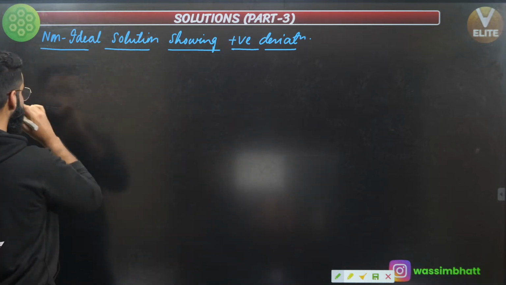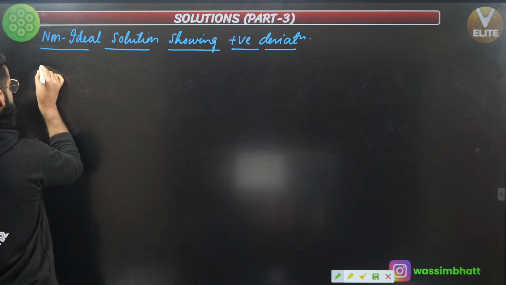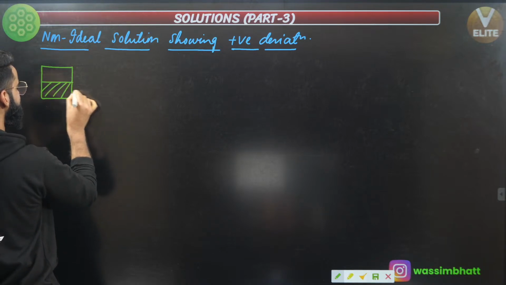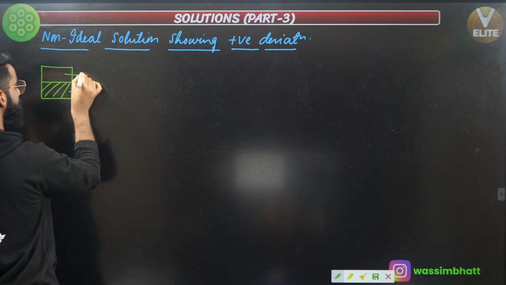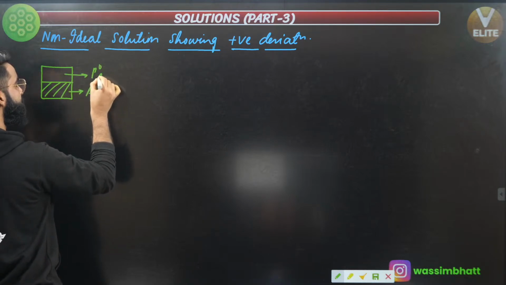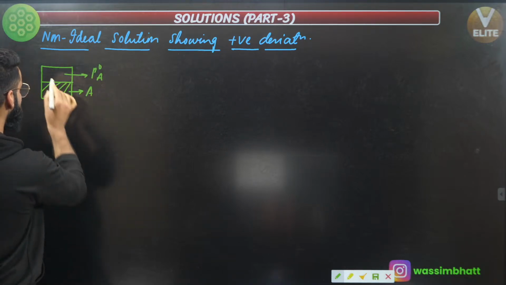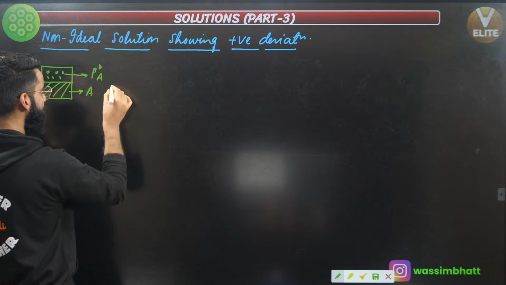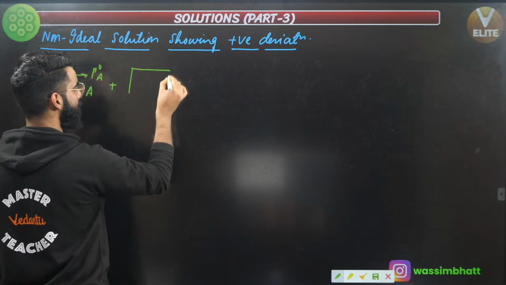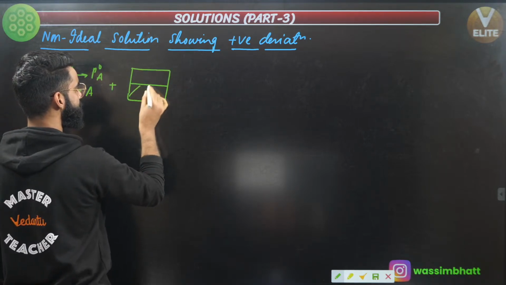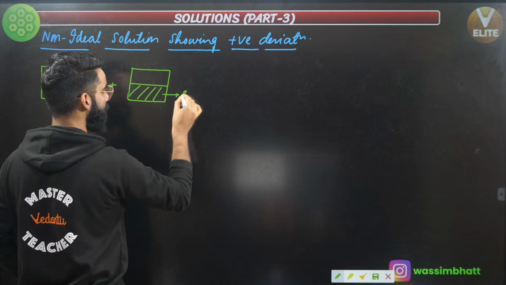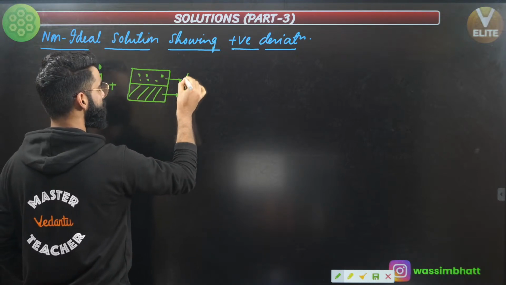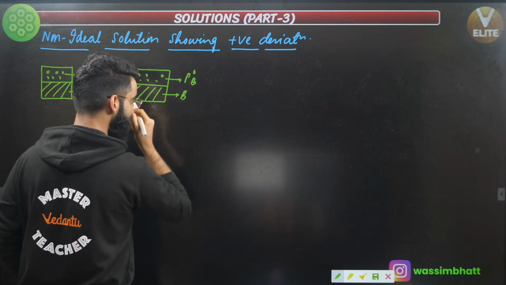The first thing, understand. This is, for example, a container which I have. In this container, I have only volatile liquid A. So the vapor pressure of this A is represented by P naught A, the vapor pressure of liquid A when present in pure form. Similarly, I have one more volatile liquid B over here, where you'll have the vapors of B only, and we call the vapor pressure of B in pure state P naught B.